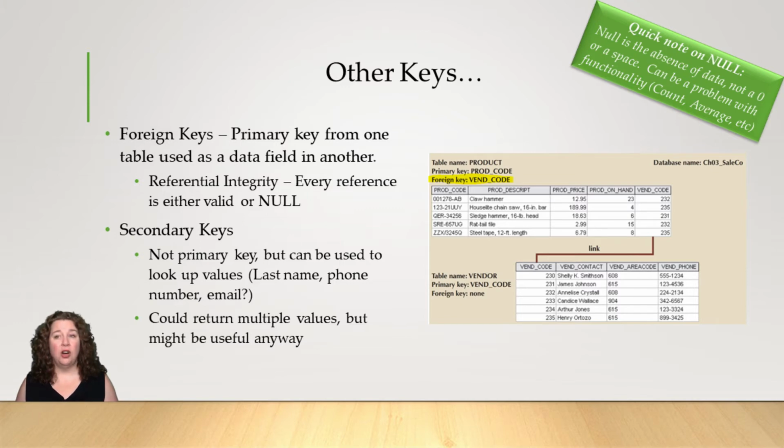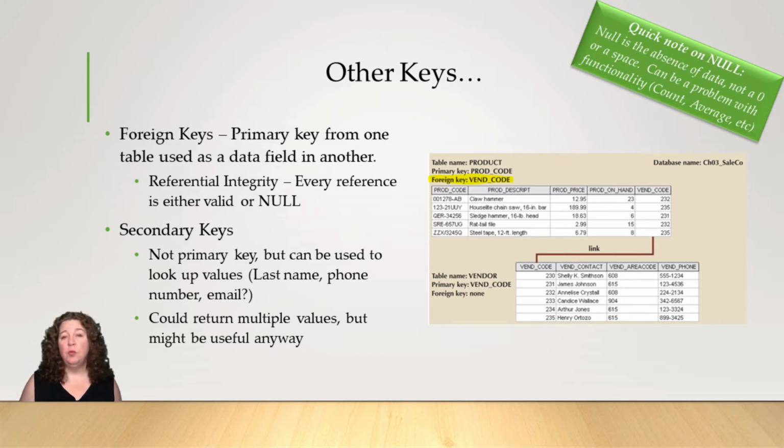So secondary keys are very useful. A quick note on null. Null is simply the absence of data. Do not compare null against spaces or zeros. It's not zero and it's not a space. It is an absence of any data at all.